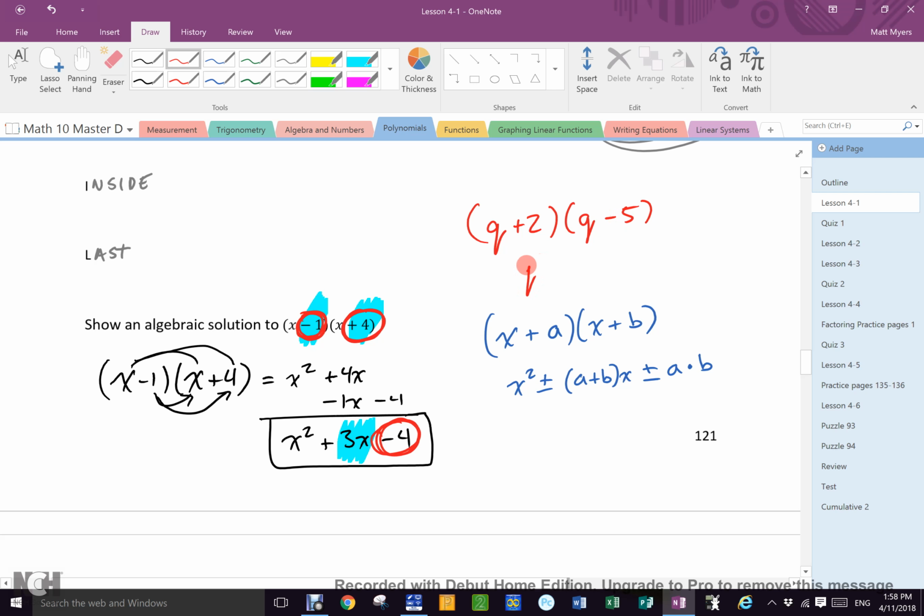So it's going to be Q squared. Now, what do I do with these two? So what's 2 plus negative 5? Negative 3Q. And then I multiply them. What's 2 times negative 5? Negative 10. And you've got the answer, without foiling. But you can only use it in this case. Otherwise, you have to foil.